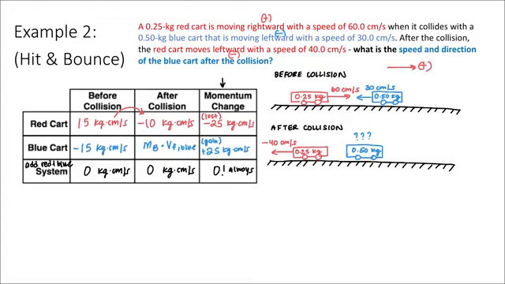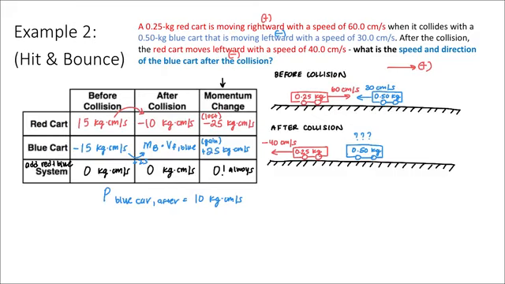So that means that the momentum of the blue car after the collision should be 25 units more than it was before. So what I'm saying here is I'm going to add that 25 to the initial momentum of the blue car. So what would that be? That would be negative 15 plus 25. That would mean that the momentum of the blue car after the collision is going to be equal to 10 kilogram centimeters per second.